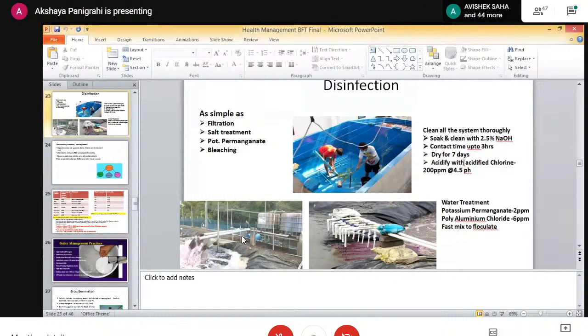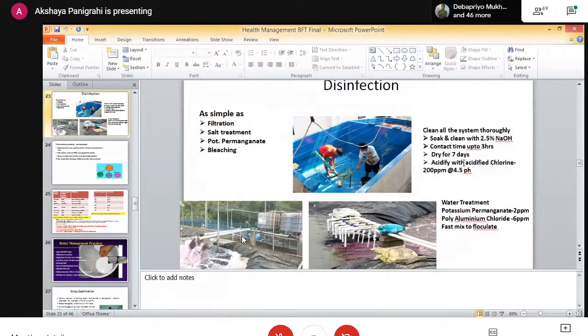Once your system is ready, then the water you are taking, at some places only filtration. Filtration is a very important aspect in taking water into your system. It should be filtered, especially for animals like shrimp, which are very much exposed to different kinds of viruses and bacteria. So for any carrier, you should have a series of filtration nets before taking the water into the system. Then in the case of freshwater, we know we can manage with salt treatment or potassium permanganate, or maybe at most with bleaching to treat.